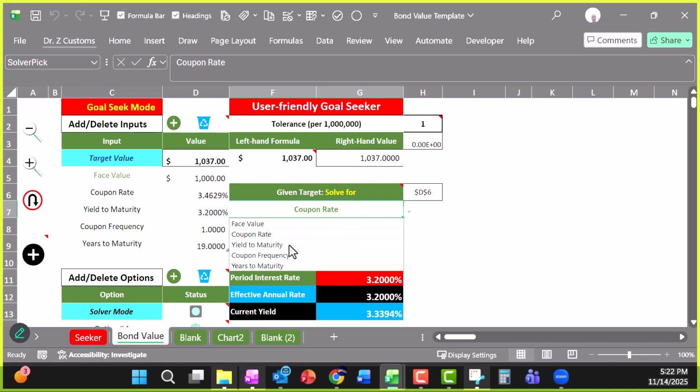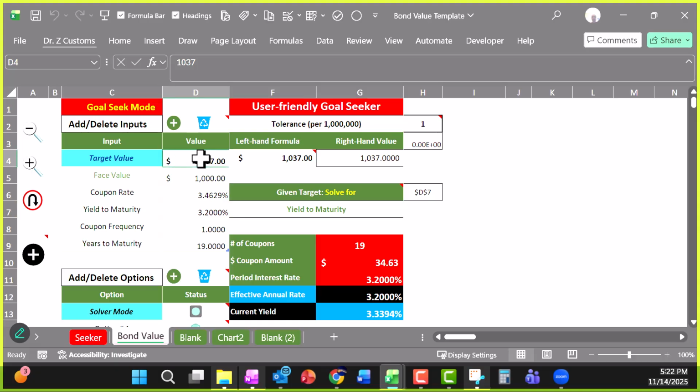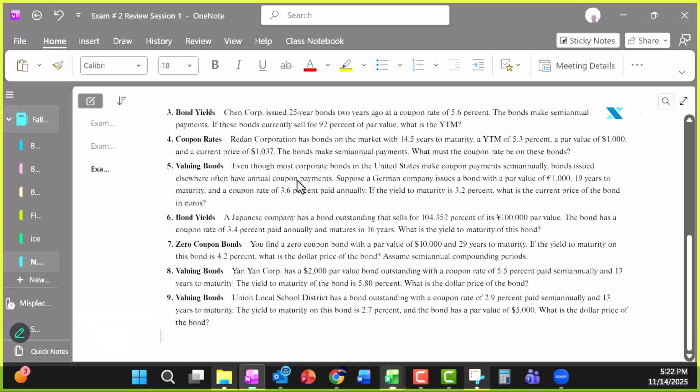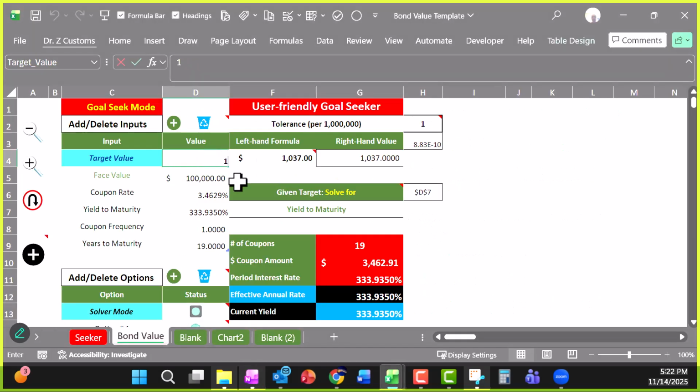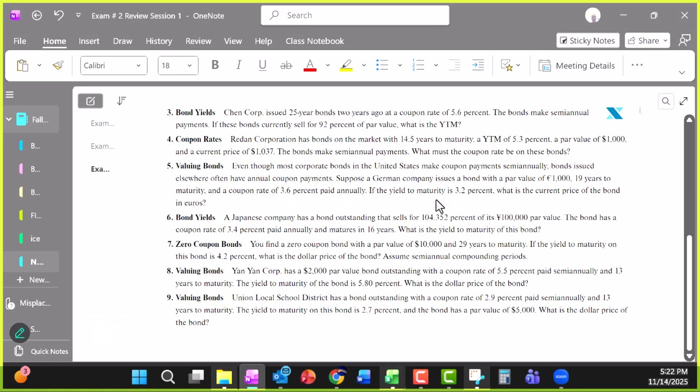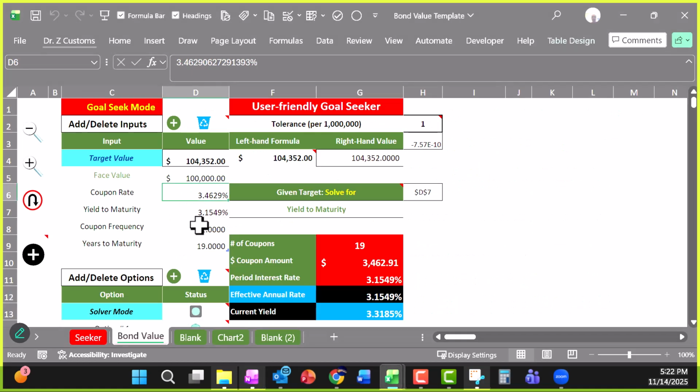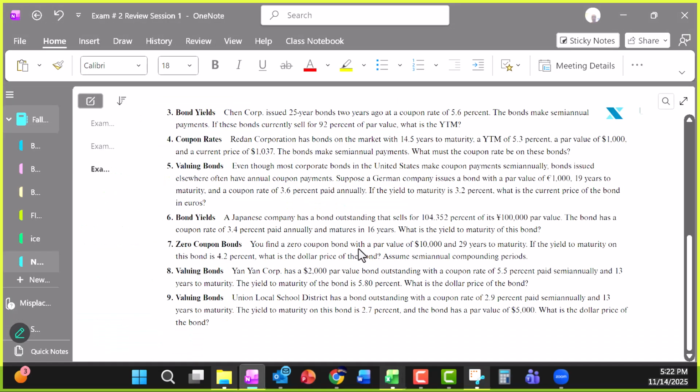What we don't know is the yield to maturity. Face value, 100,000. Price, 104.352. Coupon rate is 3.6. Coupons are paid annually, so that's one. And 16 years to maturity.